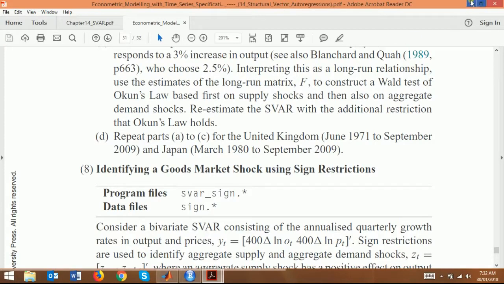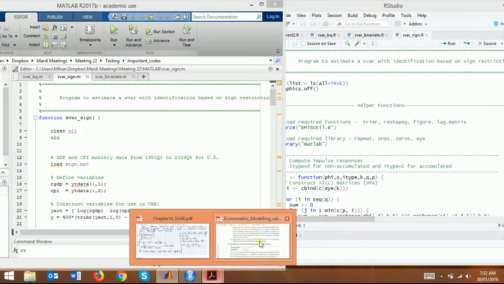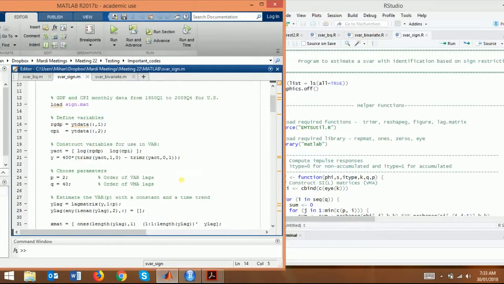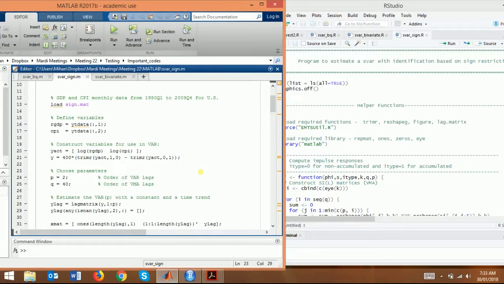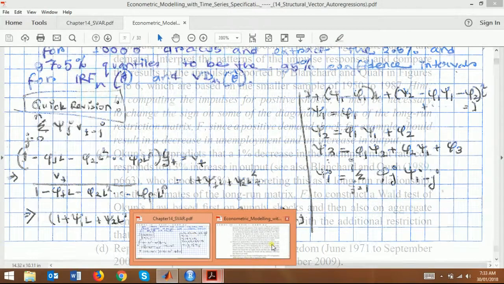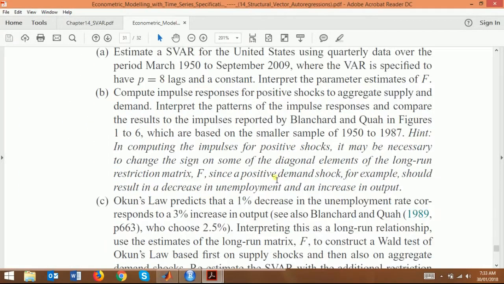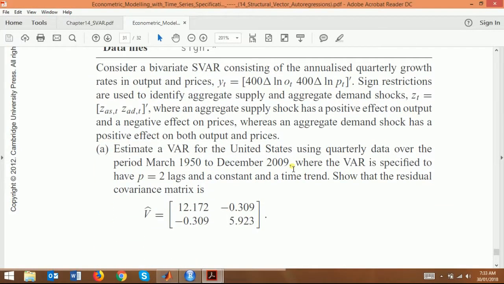Then there is Okun's law, goods market shock using sign restriction. Maybe we'll just look into sign restriction. Okun's law might not be that much needed. So this is again in terms of Okun's law, suggesting where to put blanket restrictions against the blanket core model. Not necessarily. We just want to look into sign restriction first.